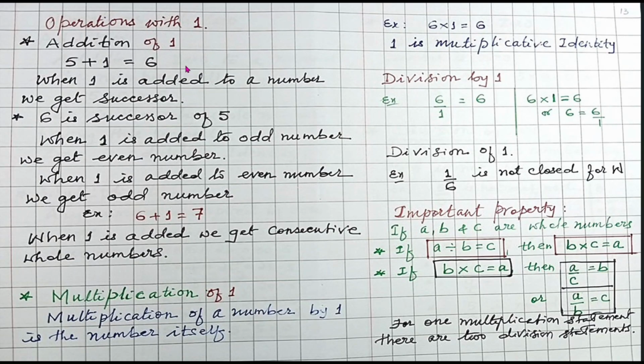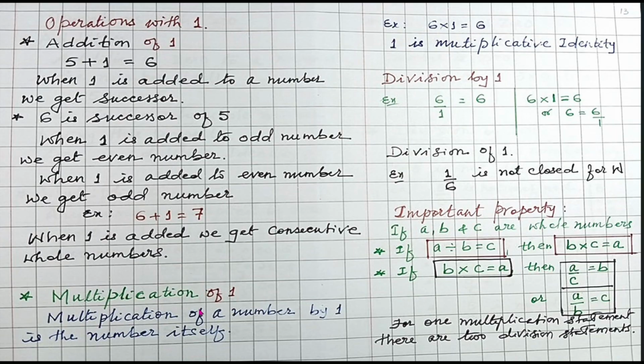Now operations with 1. When we add 1 to 5, we get 6. 6 is the successor of 5. Understand, 6 is the successor of 5, or 6 is a consecutive number of 5. The next consecutive number of 5 is 6. So when we add 1 to any whole number, we get the next consecutive number. And one more very important thing, when we add 1 to an odd number, we get an even number, and when we add 1 to an even number, we get an odd number. Whether it is 5 or 6 or 7, they are consecutive whole numbers.